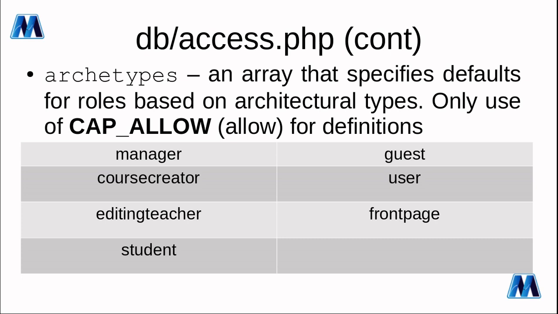So anyway, these types are basically the sort of base types of roles that can be defined. So you can actually create new roles that have the same sort of base manager permissions, and then add more permissions and call it something like super manager if you wanted to. So these are the types, the archetypes: manager, course creator, editing teacher, student, guest, user, front page. So these are special cases to help you specify the default permissions for your capabilities.